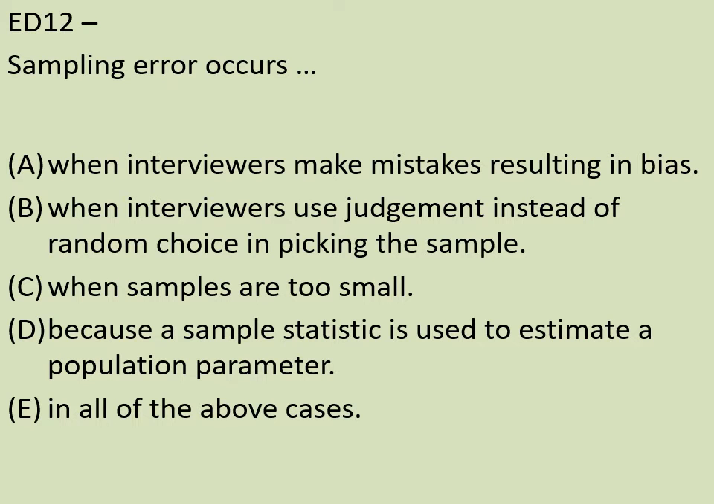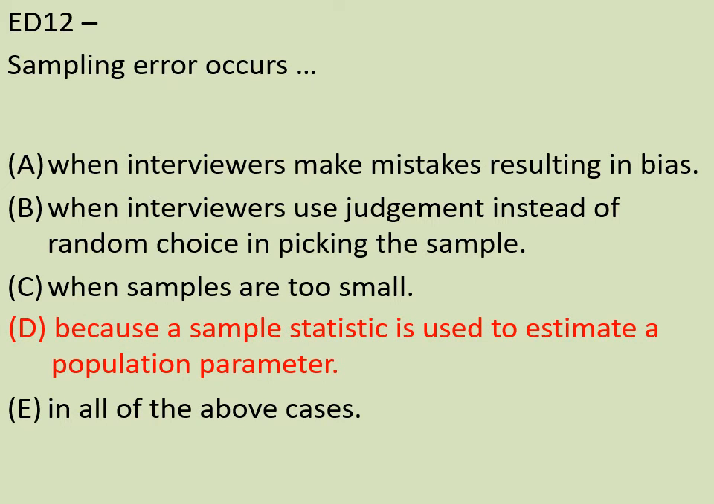ED12, sampling error occurs. All right, so sampling error always occurs when we're sampling. There's no way around it. So it's not because we did something wrong, or the interviewer made mistakes, or somebody used judgment too badly, or the sample was too small. It's going to occur no matter when you sample. So every time you sample using a statistic to estimate a population parameter, you're always going to have sample error.